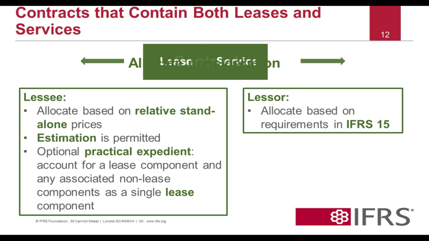Second, there is an optional practical expedient that a lessee can apply here. Applying that practical expedient means that a lessee can choose to account for the whole contract as a lease, or a number of lease components. In that case, the whole contract would be capitalized on the lessee's balance sheet. So a lessee has the option of treating all elements of the contract as lease components. For completeness, the practical expedient doesn't give an option to treat the whole thing as a service.